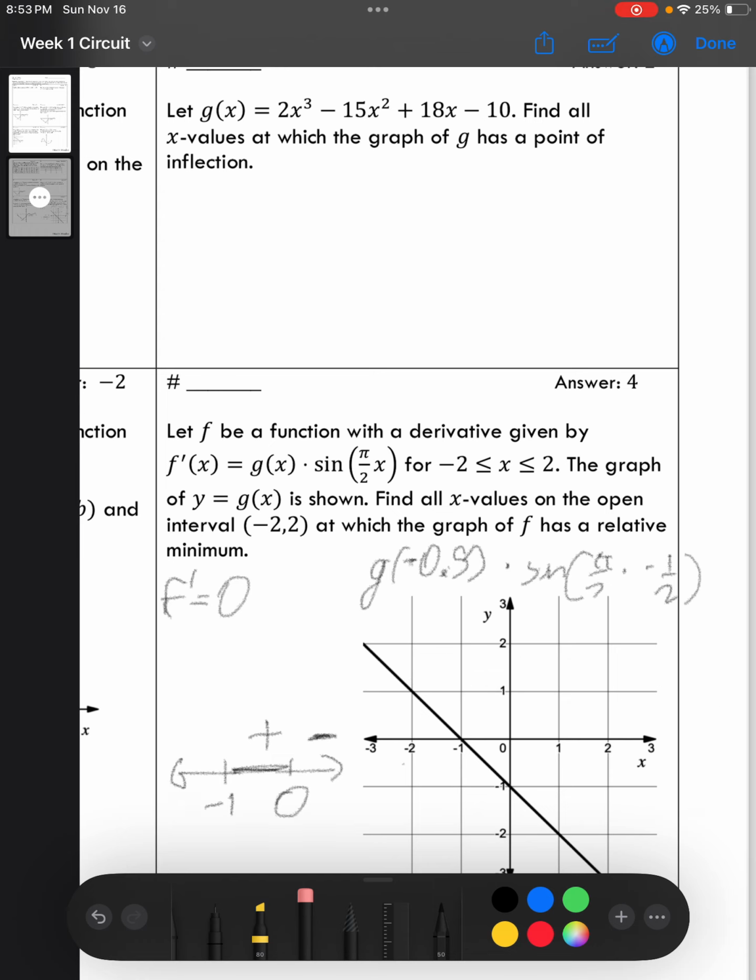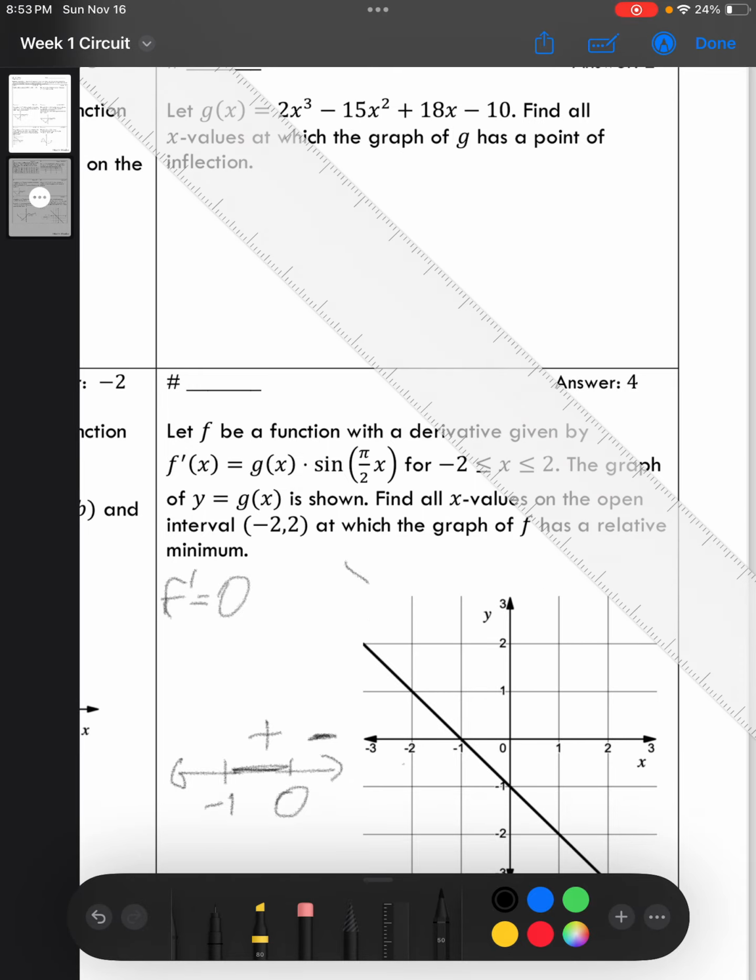So just based on intuition, you don't actually have to check where f has a relative minimum, because you don't have to check any numbers below -1, because we're given that these two are our only possible solutions. And if the graph of f prime is going from positive to negative at x equals 0, that means that this is a maximum. Positive to negative, so maximum.